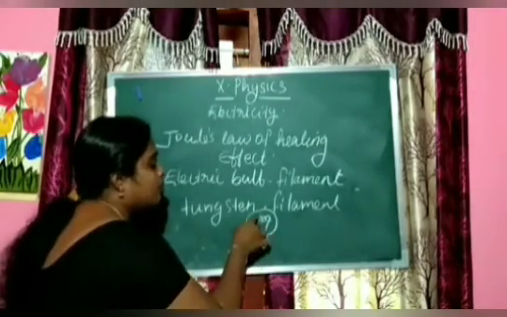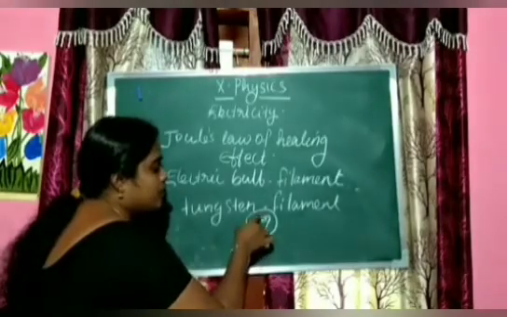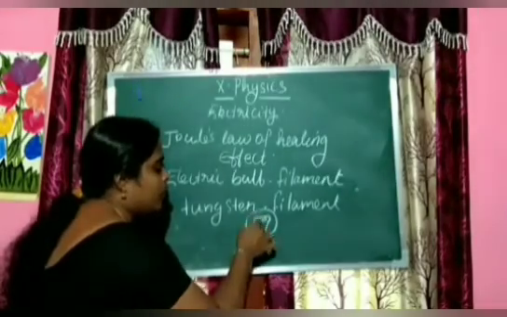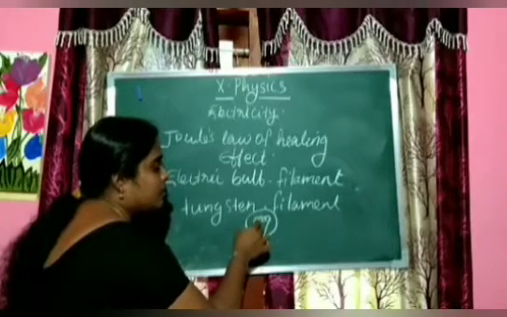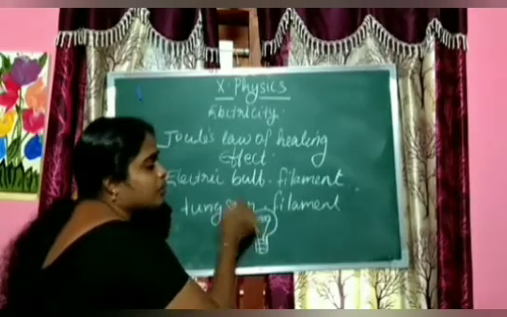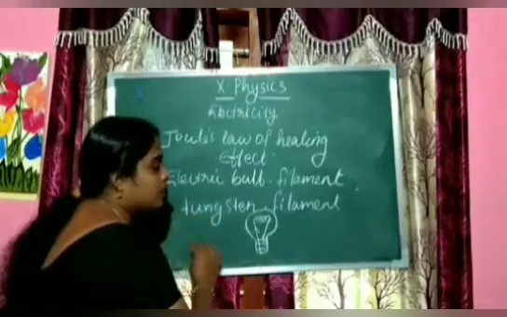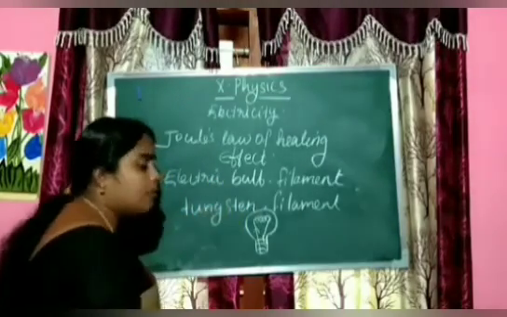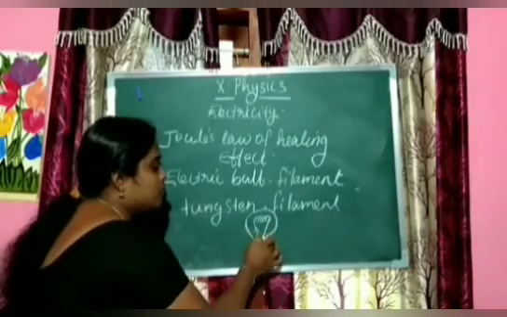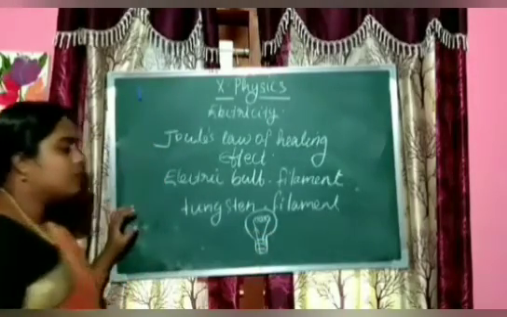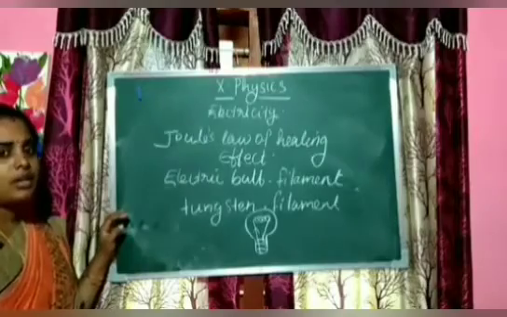The temperature of this heating element, this filament, increases, and as a result it produces a high amount of heat energy and, at the same time, light also. So this is also an equipment that works based on the heating effects of electric current.